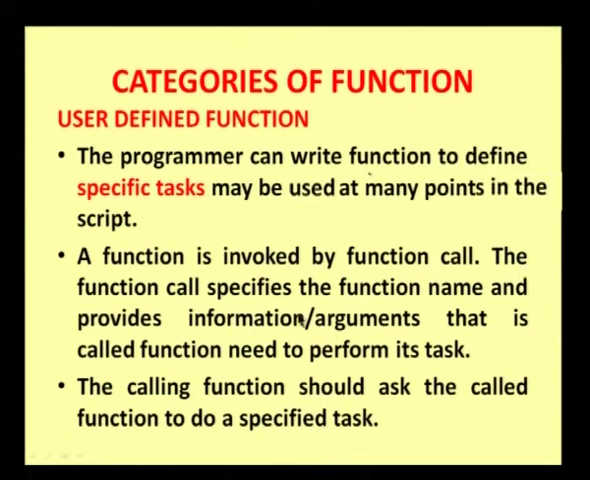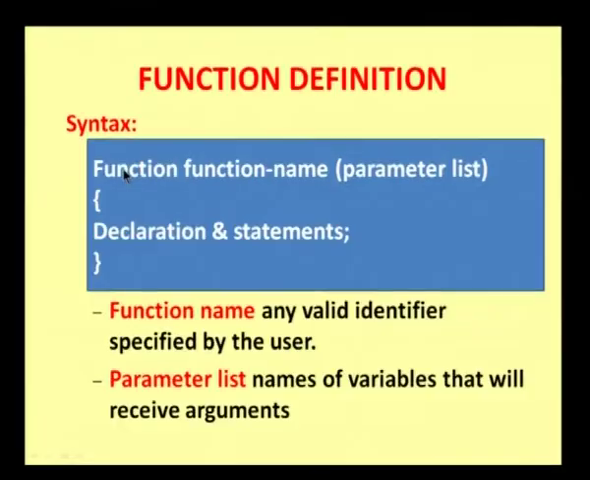The function call specifies the function name and provides the information, the arguments, that the called function needs to perform its task. So the calling function, also called the invoking function, should ask the called function to do a specified task. So this is the introduction about the user defined function.